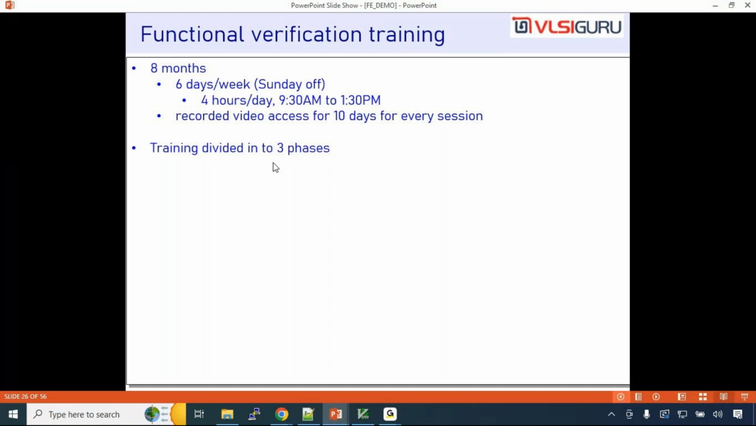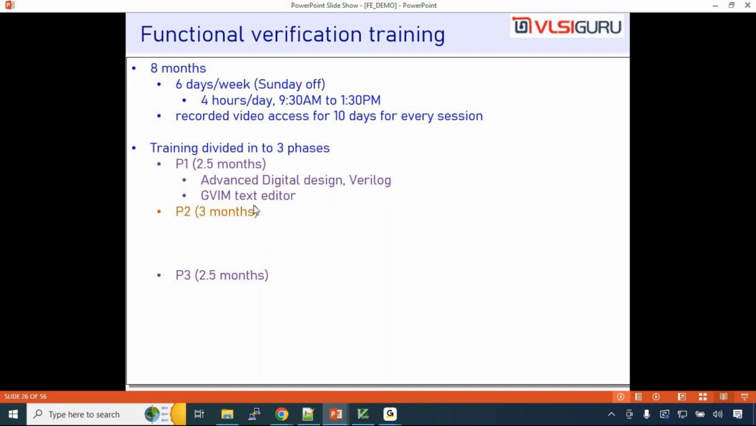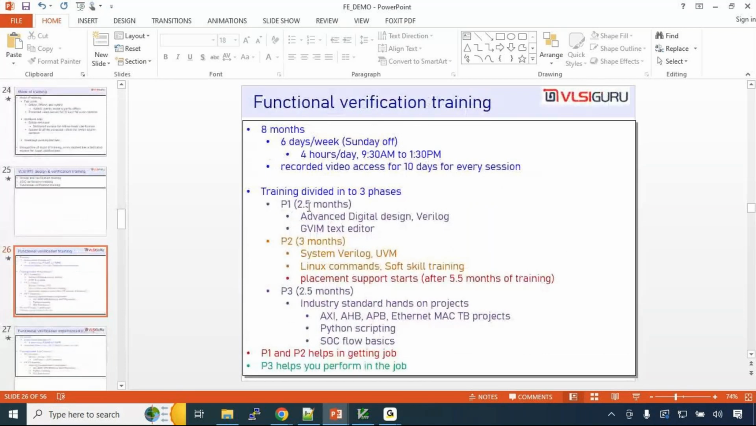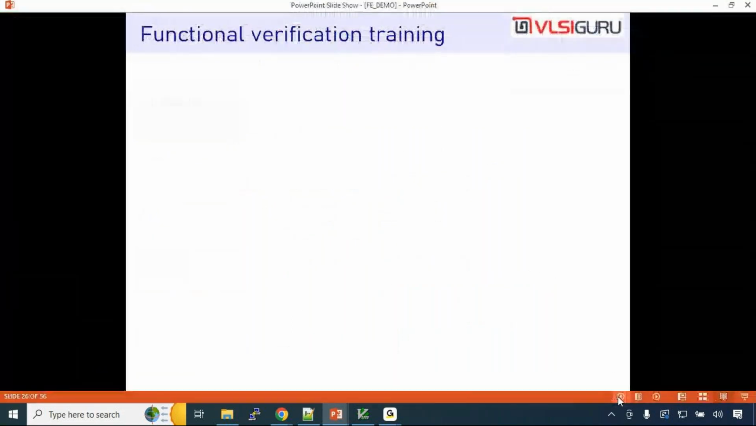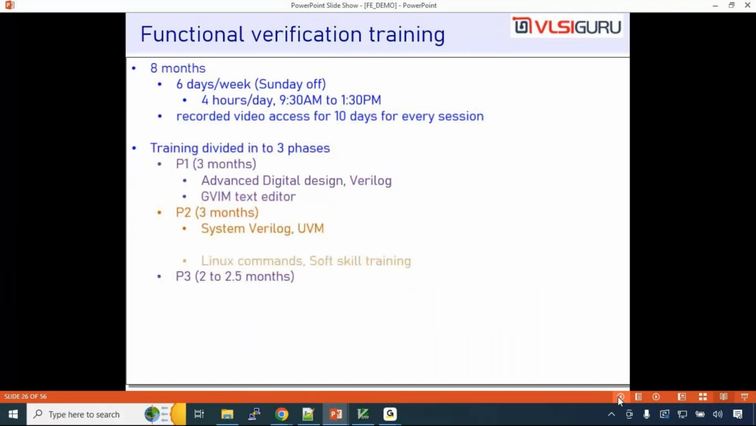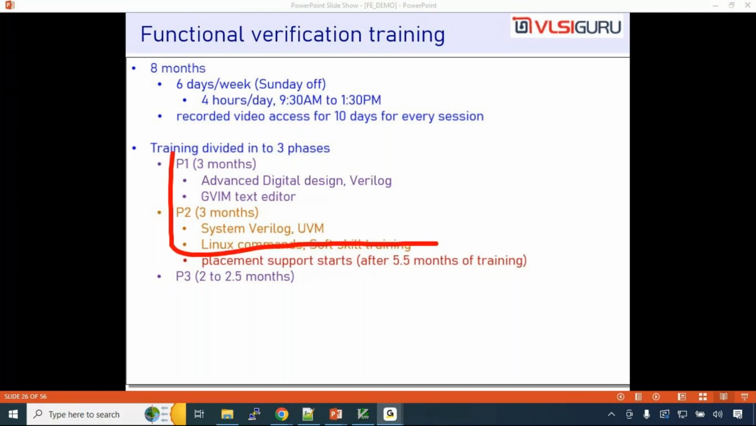Training is divided into 3 phases. The first phase will be 2.5 months, during which we teach advanced digital design, Verilog, and GVM text editor. Actually, my understanding is currently this itself is going for 3 months, but it will go for 2 to 2.5 months. Phase 2 will consist of system Verilog and UVM, Linux commands, and soft skill training.